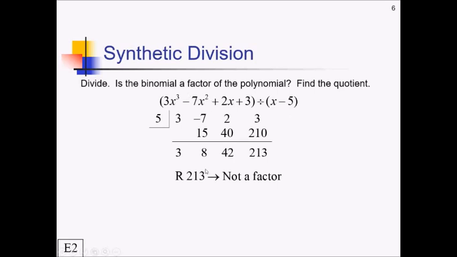And our quotient is going to start with a 3. Since we started with a 3x cubed, since we had an x cubed and we divided by x, that should give us an x squared for our first term. So this 3 down here means 3x squared. And then this is going to be a plus 8x plus 42. And again, the 213 doesn't get used because that was the remainder.